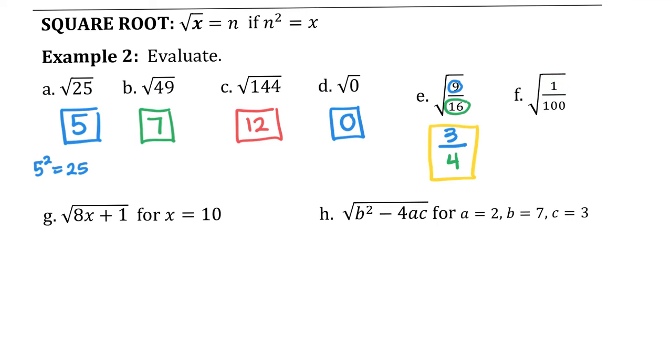Okay, if I'm going to do the same, it's a fraction and I'm square rooting the entire fraction. The square root of 1 is 1 because 1 times 1 is 1. The square root of 100 is 10 because 10 times 10 is 100. So my answer is 1/10.